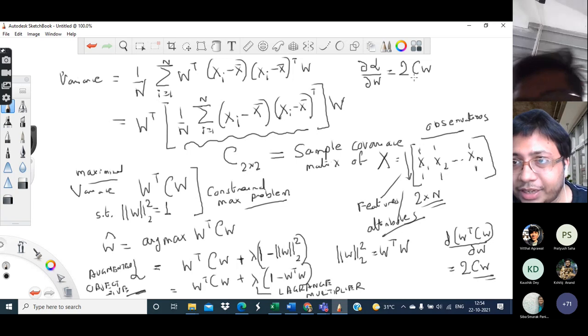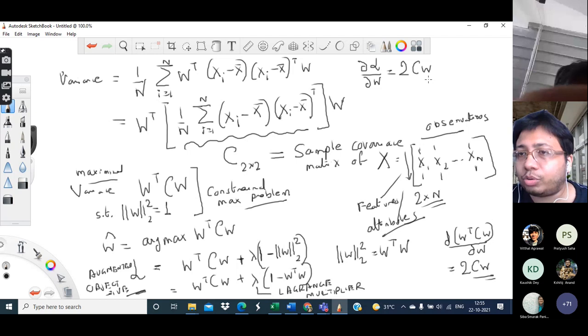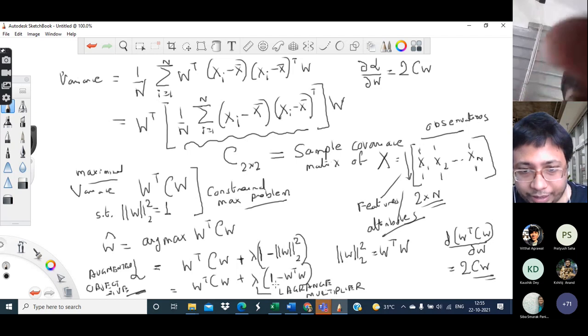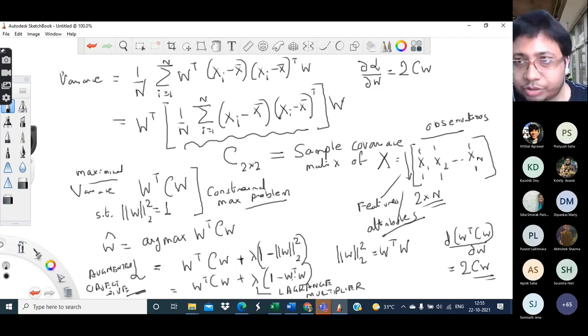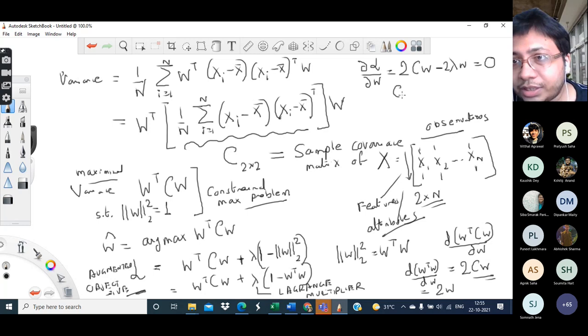And then you can check that C is a 2 cross 2 matrix, W is a 2 cross 1 vector. So if I multiply them, I will get a 2 cross 1 vector. And then here also there is W. So here I get minus lambda twice W. The same formula I am applying once again. D of W transpose W with respect to W is nothing but twice W. So I write here twice W. This is equal to 0. Fine. So CW is equal to lambda W.